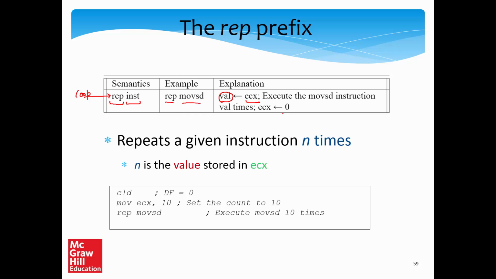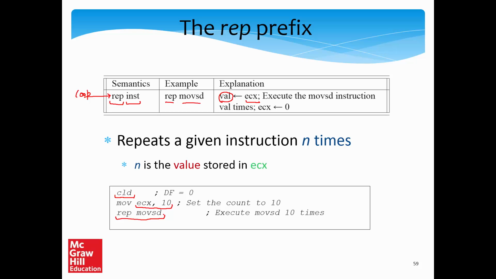So what do we do? Here is a simple piece of code. We call the CLD instruction first. We set DF to 0, which is something we need to do. In this case, we are looking at 10 iterations, so we set ECX to 10, and all that we do is REP MOVSD. Voila, we are done. It's as simple as that.